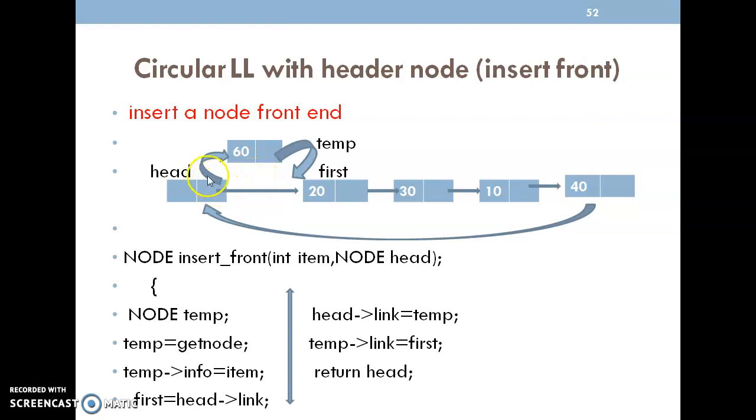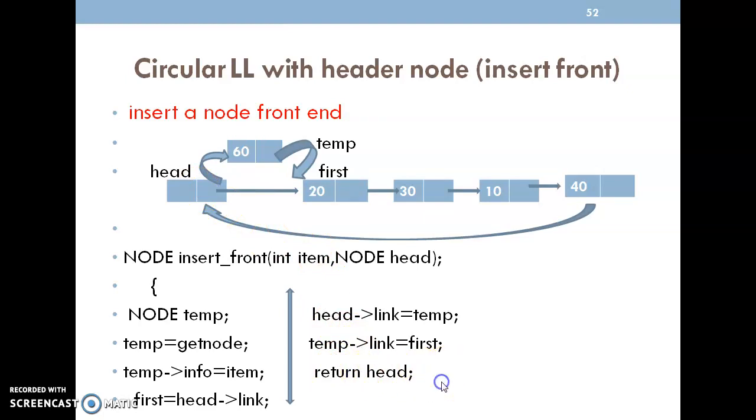So how to do this? Head pointer link equal to temp. Then temp pointer link equal to first. Then only this temp node sits in between head and first. This link has been removed. Then at the end, by default, return head.